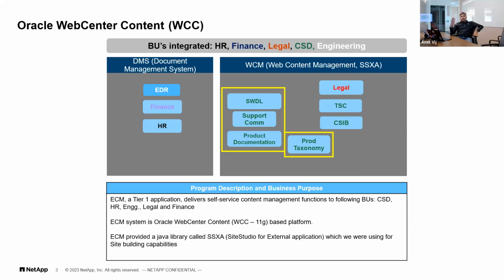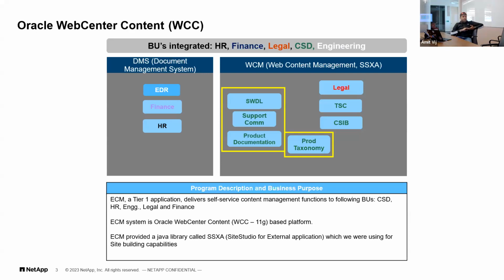The use cases that we started with were all catering to the NetApp support side. The ones highlighted in the yellow box are the software downloads, the support communication, the product documentation, and the product taxonomy that couples with the product documentation. Those were the use cases coupled with our NetApp support site, and those were the use cases that we started with. We started with a small POC, and then expanded to bigger solutions.